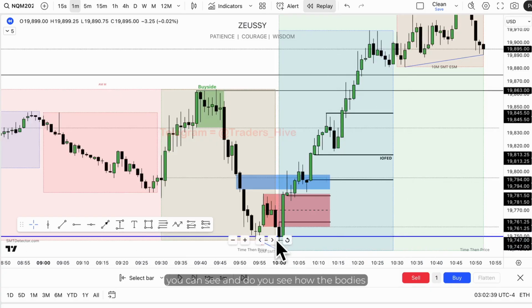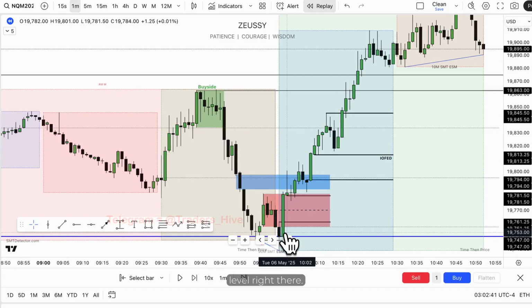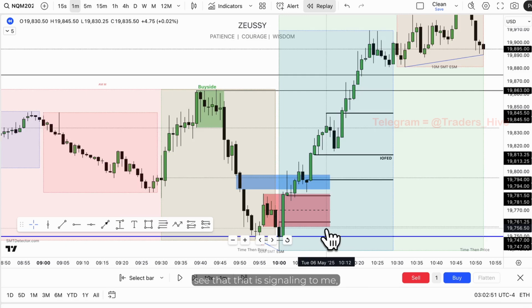And do you see how the bodies are respecting that level right there? This is one of those algorithmic signatures which I like to see, where the market is respecting specific levels which I'm monitoring to the tick. Because when I see that, that is signaling to me IBDA and the algorithms which are delivering price. You must look at IBDA, by the way, and this is just a side note. IBDA by itself is just a term which we utilize for all these algorithms which are responsible for the repricing of markets. That's something to think about.